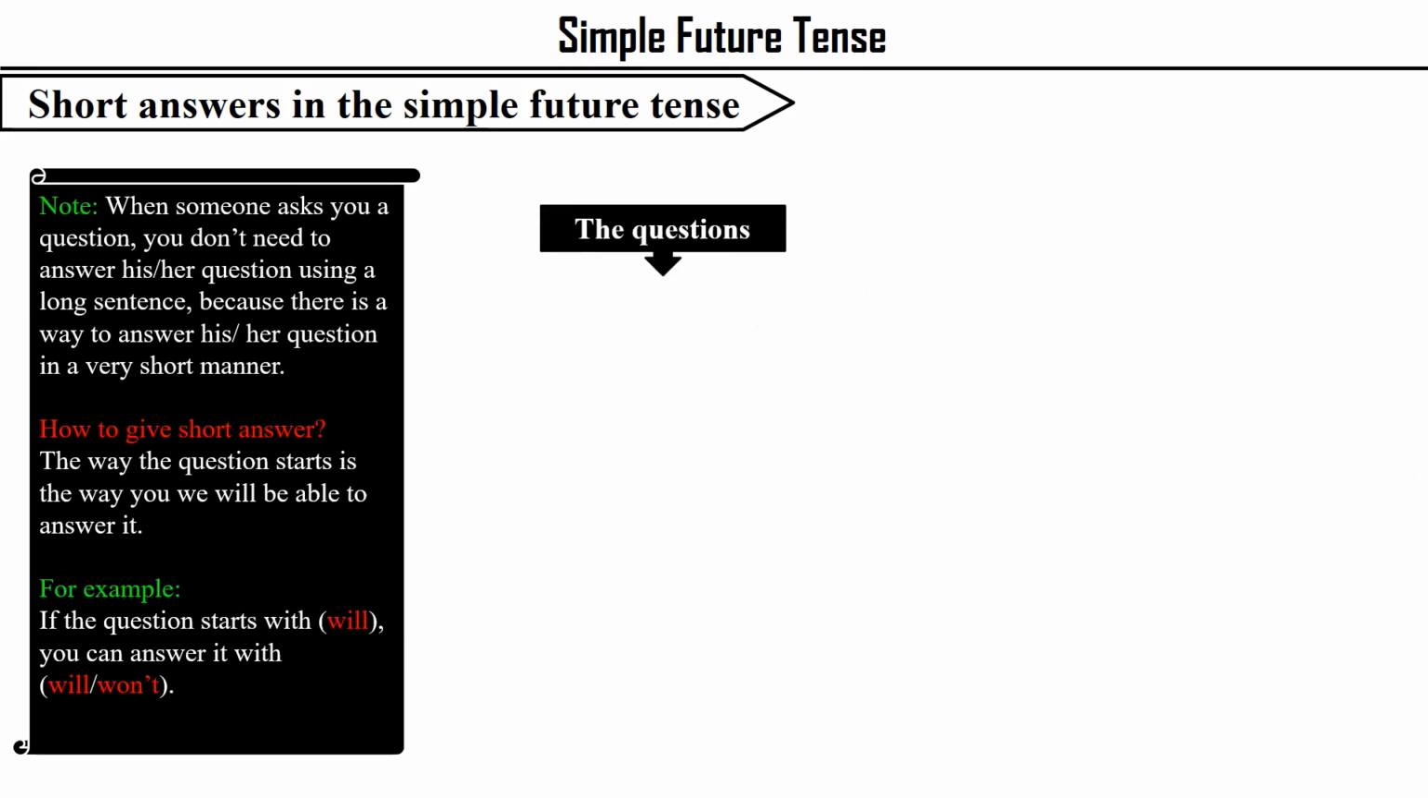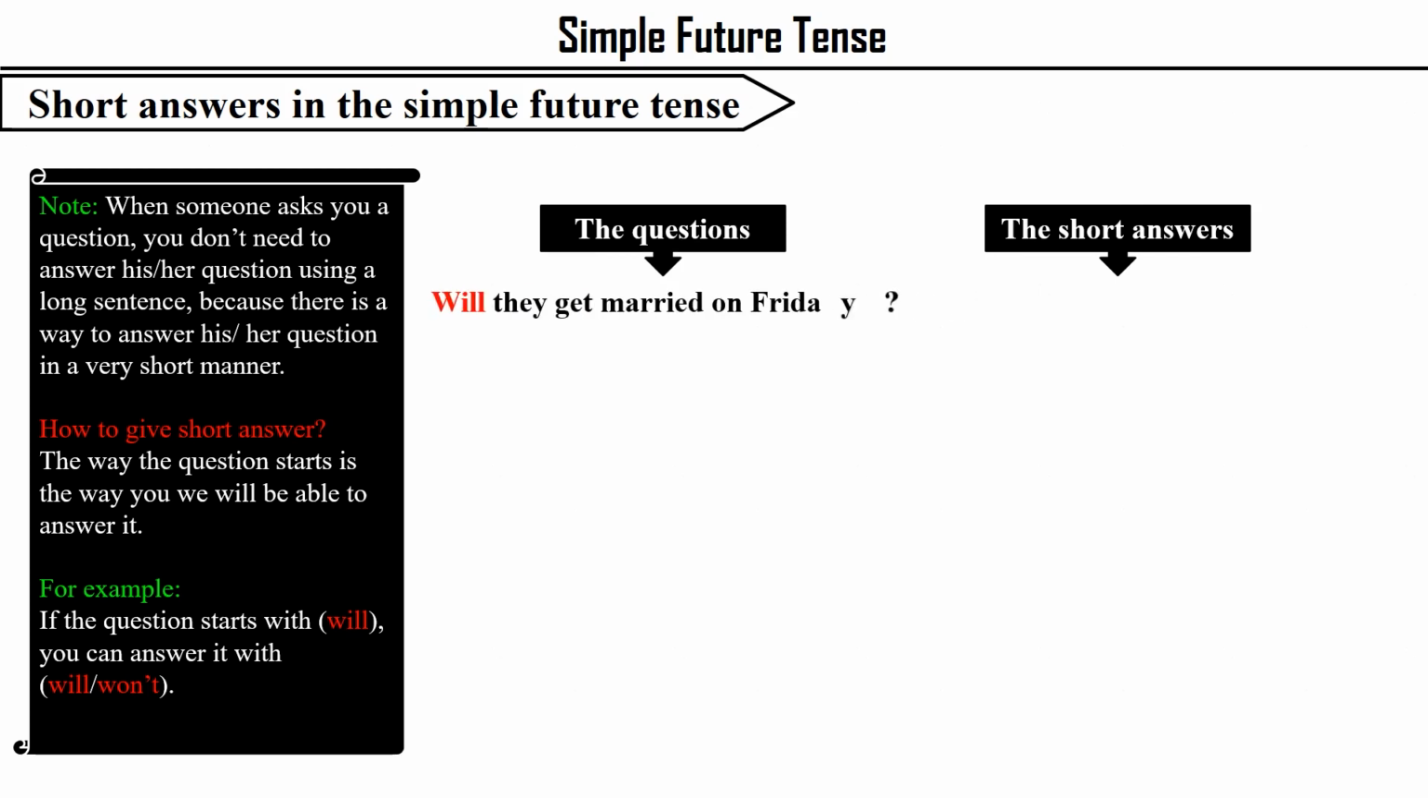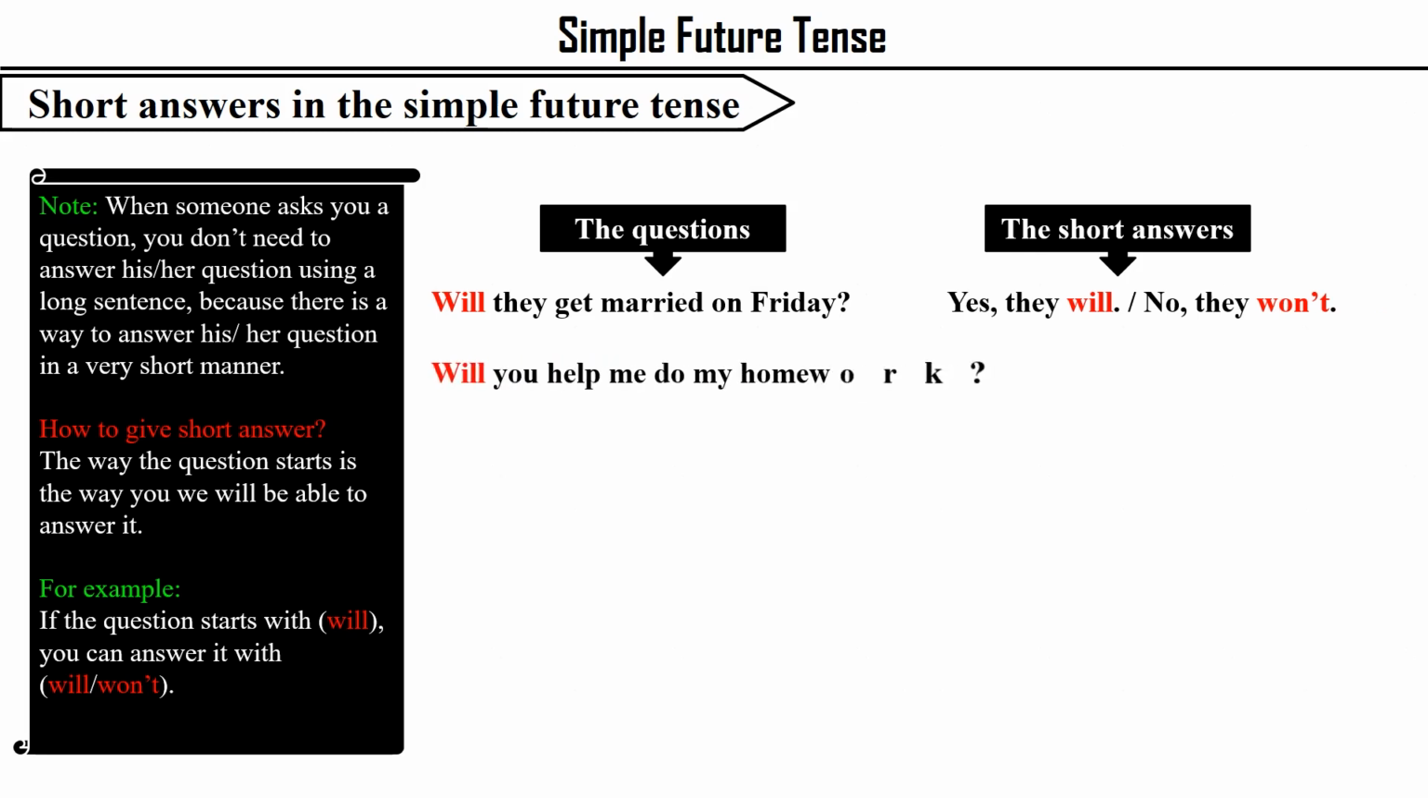Let's look at some examples. The questions, the short answers. Will they get married on Friday? If they get married on Friday, yes, they will. If they don't get married on Friday, no, they won't. Or, will you help me do my homework? Yes, I will. Or, no, I won't.